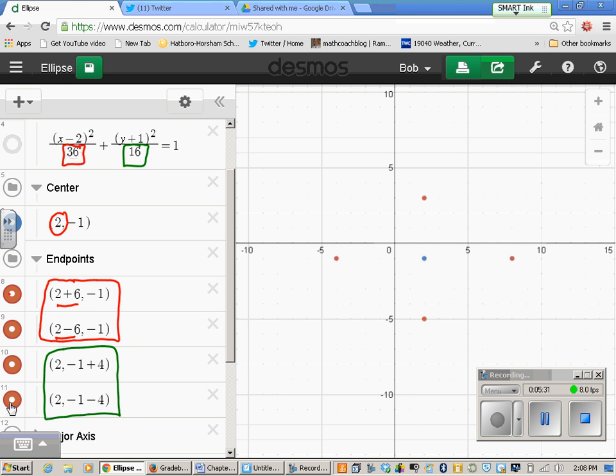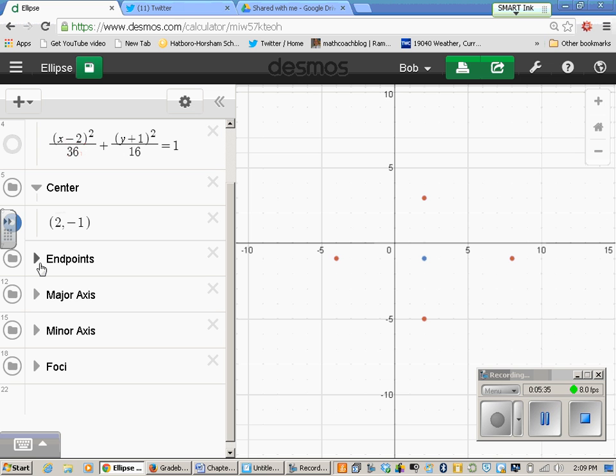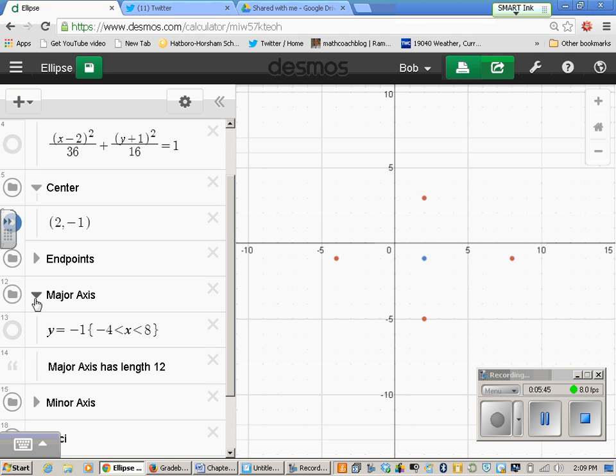Okay, let's turn off a lot of this stuff here so we can see what's going on. Let's close up the endpoints. So keep the center there, though. Now the major axis is the longer of the two axes here, and that is the horizontal axis. So the major axis, you can see here, it's really going to be at the line y equals -1. It's the horizontal line, and I have it here all activated. So you can see it. And it has a length of 12.